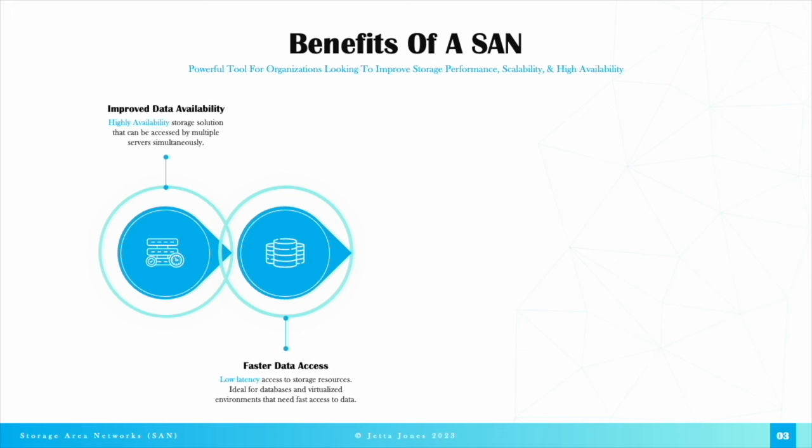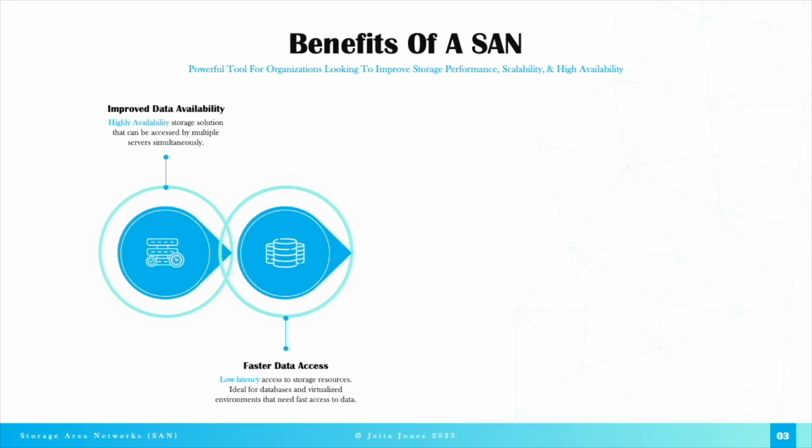Next, fast data access. They're low latency because remember, you're offloading the storage processing from internal disk on the server to the SAN. So it needs to be fast data access between the server and the storage, because when that server makes a request for the data it needs inside of the SAN, the SAN has to serve that back to that server in a very fast manner. So it is ideal, like I said earlier, for databases and virtualized environments that need that fast access.